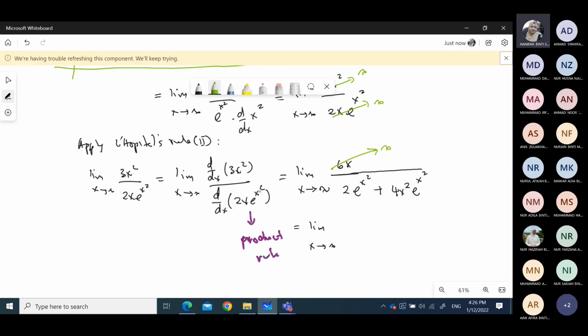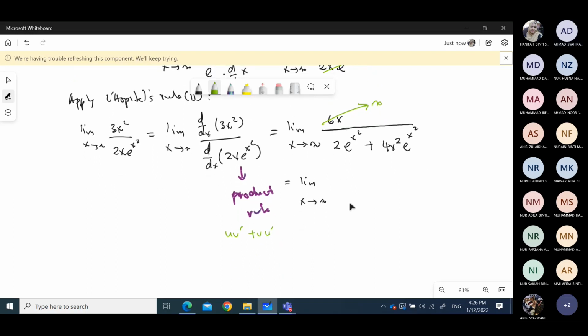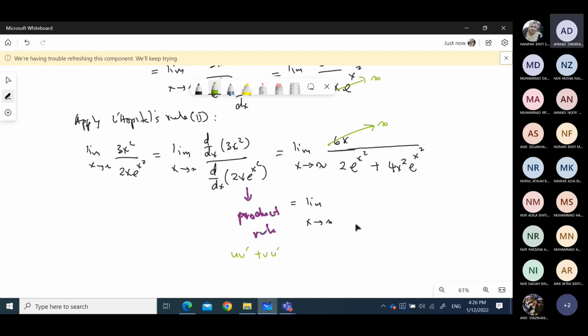Over 2x exponent x squared. So if we use the product rule here, it becomes u v prime plus v u prime. Why is the 2x removed, madam? Isn't it 3x squared over 2x exponent x squared? The x is removed, so it becomes 3x. Can we? Yes, correct. We can simplify.